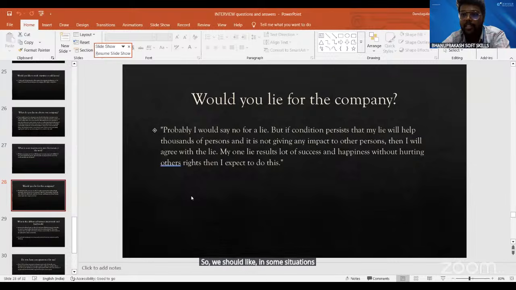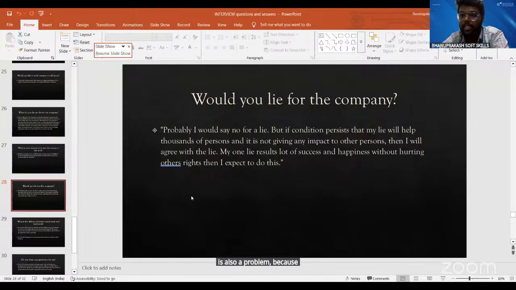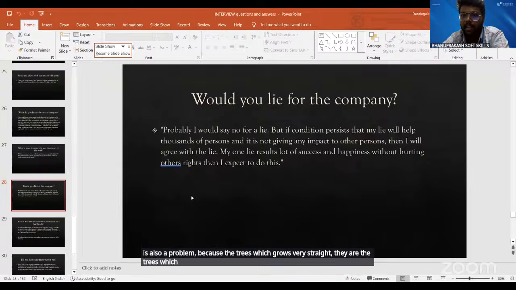As I already mentioned in this quotation, straight trees are cut first. Being too honest is also a problem, because the trees which grow very straight are the trees which get cut first, right?